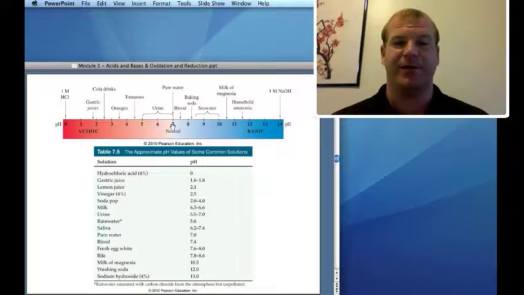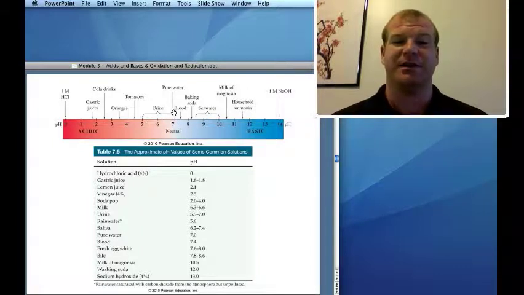So from before, anything greater than 7 is a base. Anything less than 7 is acidic. Pure water, actually this is not even really true. Here on Earth, there doesn't exist pure water because of the atmosphere. Pure water on Earth has a pH of about 5.6.